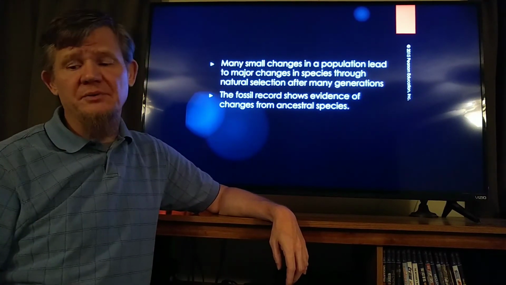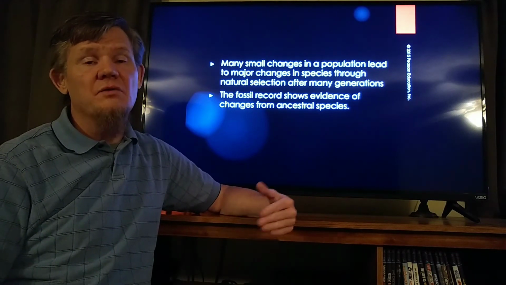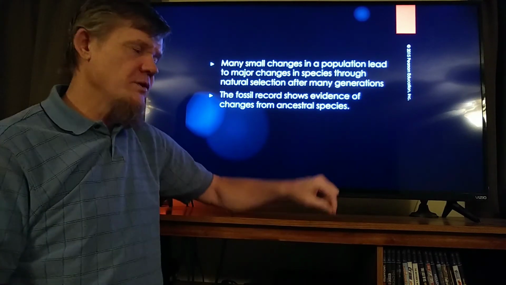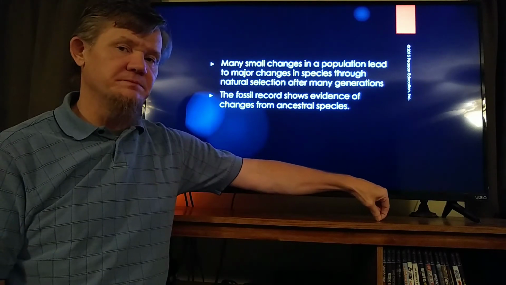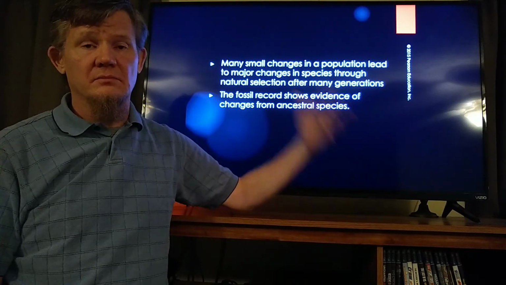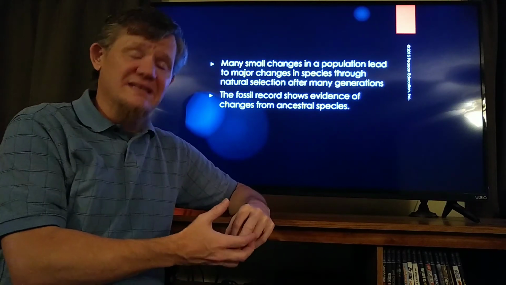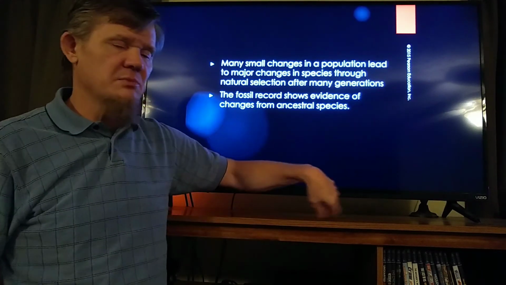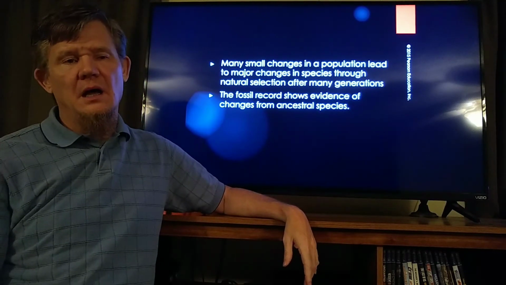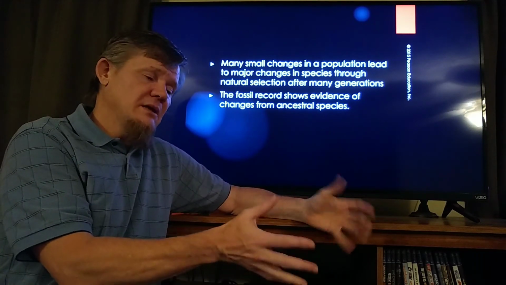Many small changes in a population lead to major changes in a species over many generations, and usually it's like many thousands of generations. A few small changes each generation. Compile that times 1,000 generations. Suddenly that's a bunch of major changes. That's how we go from one species evolving into different species. Many small changes over thousands of generations. The fossil record is full of species that changed. Species that did well in their particular environment.